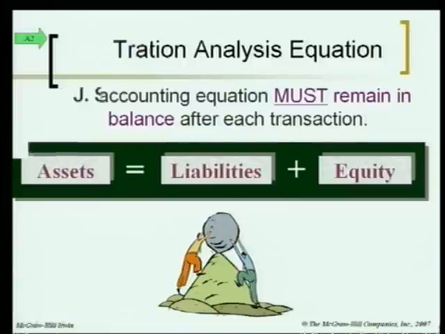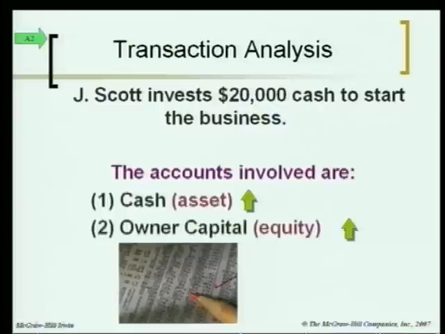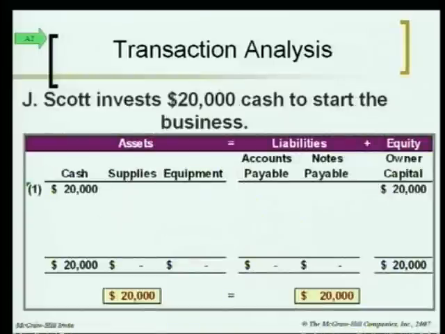Okay? First one. Let's say J. Scott invests $20,000 cash to start the business. Well, we know that the investing of assets into the business by the owner is one of those things that causes equity, owner's equity or owner's capital, to increase, correct? So what goes up here? Cash goes up, owner's capital goes up, okay? If you look at it in this sort of a format, looking at the screen, cash goes up by $20,000, and equity goes up by $20,000 because owner's capital went up by $20,000. Is the accounting equation equal? It is, isn't it?